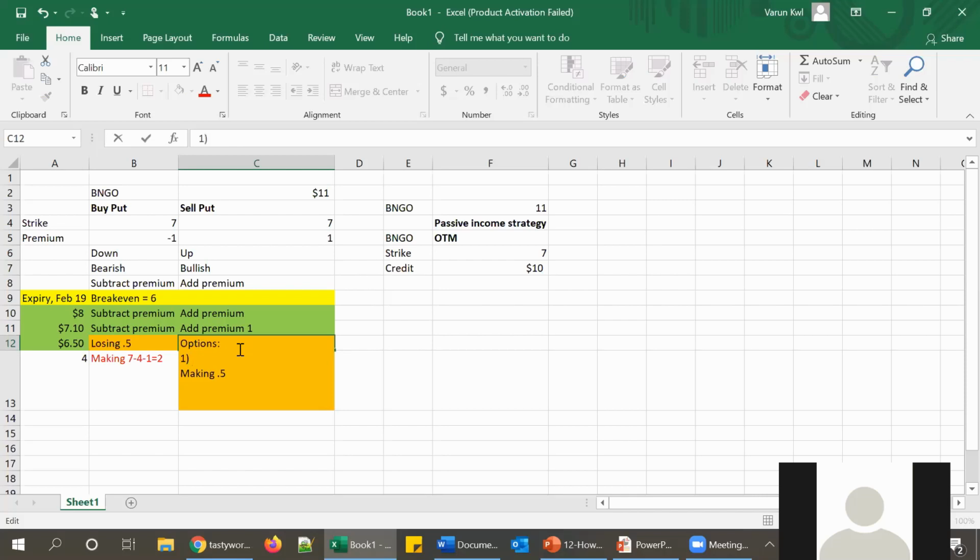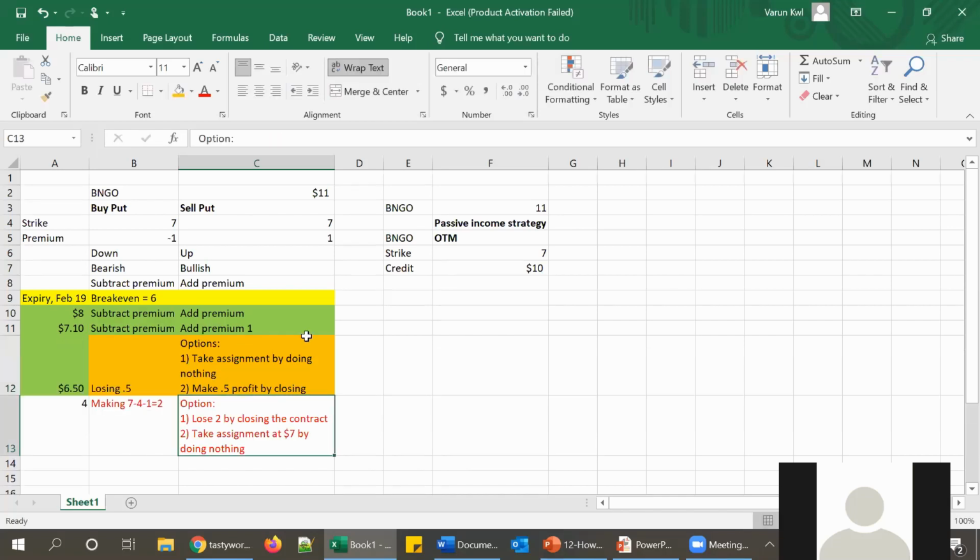First, take assignment by doing nothing. Second, make $0.5 profit by closing. So there is a decision making here too.